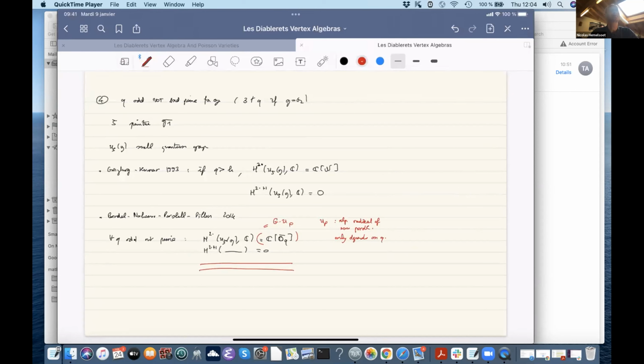Any questions or comments, either here in Le Diable or online? So may I ask a question? Yeah. So do you have an example of a non-rational but lisse vertex algebra?